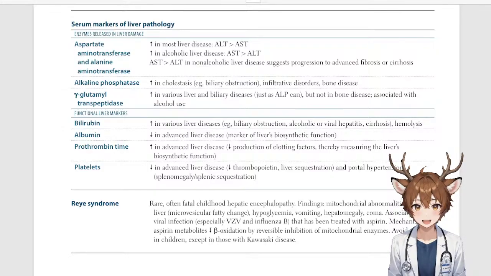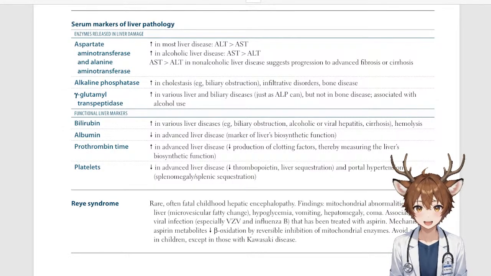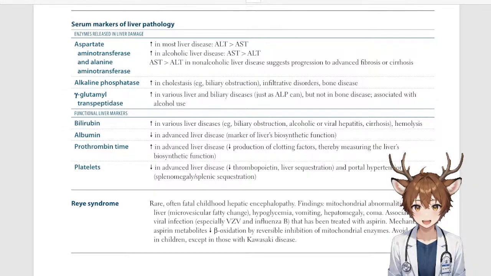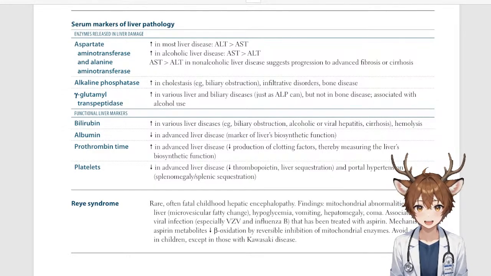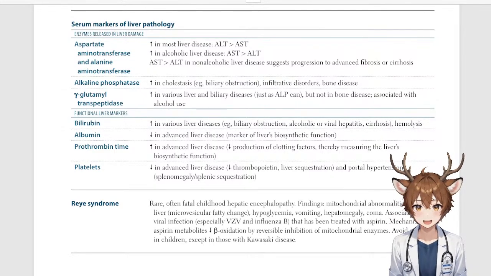When you have alcoholic liver disease, the AST will be greater than the ALT. The ratio is usually greater than 2 to 1. AST does not typically exceed 500 U/L in alcoholic hepatitis. Make a toast with alcohol.